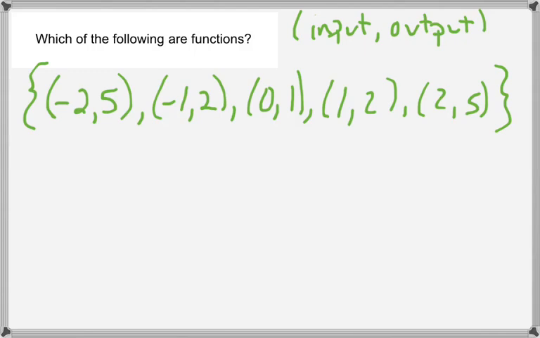So just like before, we need to look carefully at our inputs. So an input of -2 is paired with an output of 5, and we don't see an input of -2 anywhere else being paired with a different number. Similarly, -1 is only being mapped to 2, 0 is only being mapped to 1, 1 is only being mapped to 2, and then 2 is only being mapped to 5. So this is a function.